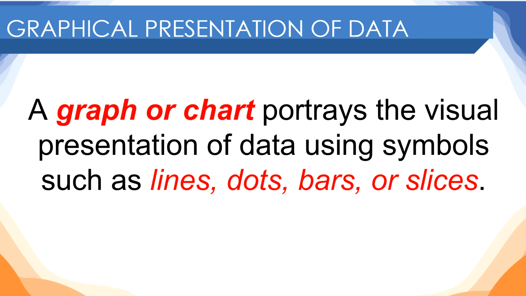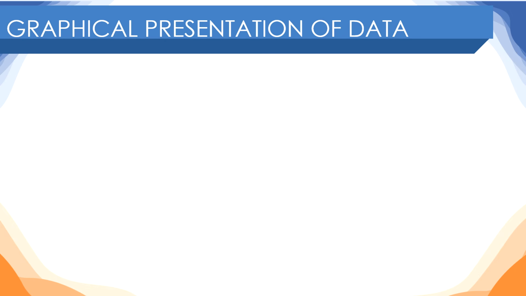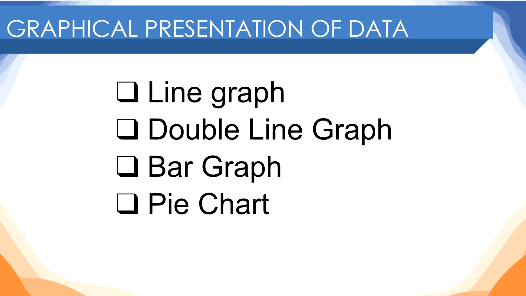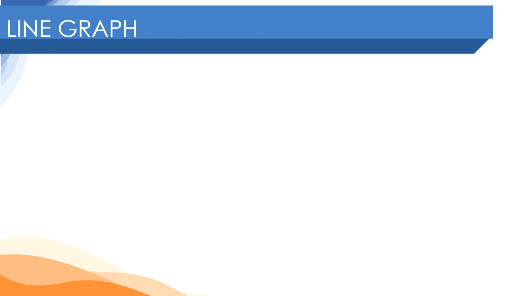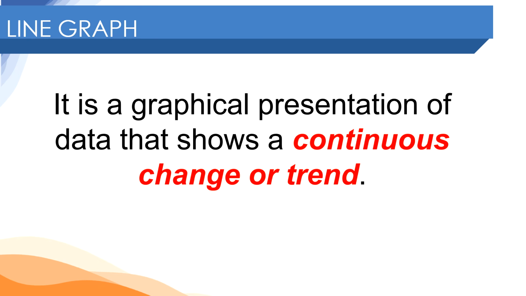So this lesson introduces several types of graphs, which are as follows. We have the line graph, the double line graph, the bar graph, and the pie chart. Okay, so let us talk first about the line graph. A line graph is a graphical presentation of data that uses a continuous change or trend. When we are trying to interpret a line graph, we pay attention to the direction of the line. If the line moves upwards, the values are increasing.